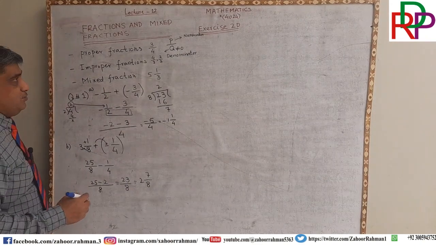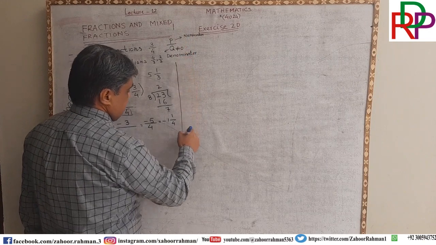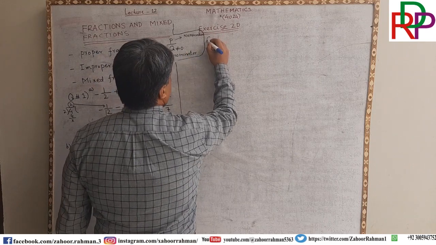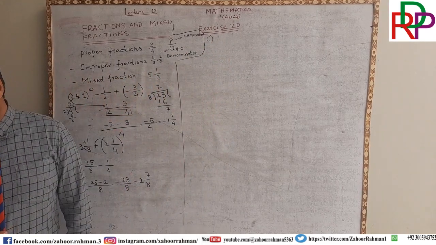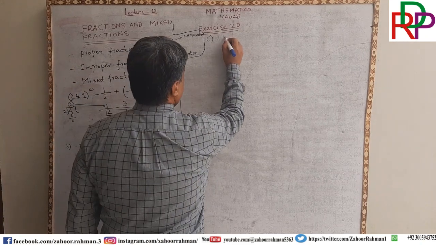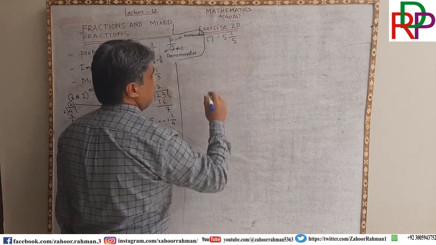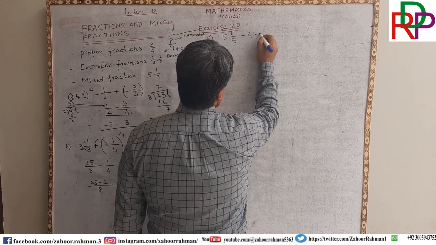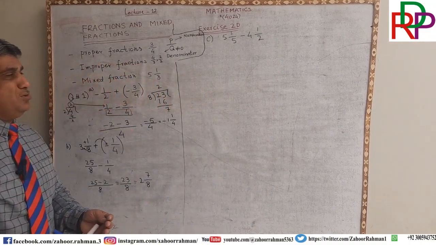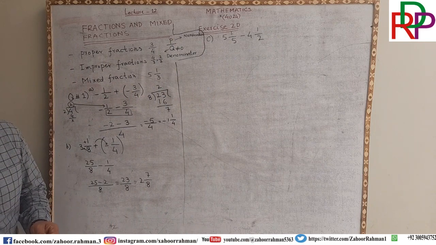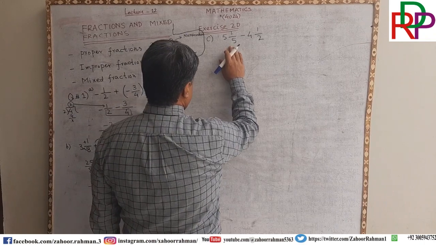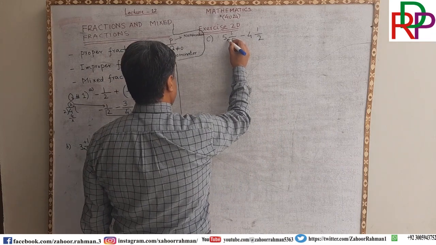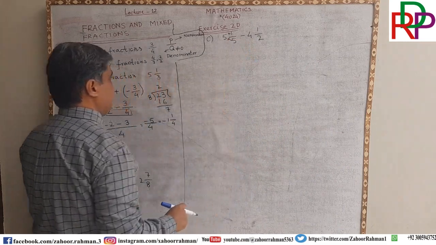Now we are doing the C part, and the C part is saying 5 whole 1 over 5 minus 4 whole 1 over 2. Ladies and gentlemen, you have to convert this mixed fraction to the normal fraction. So 5 fives are 25, you have to multiply this with this and then add this 1 to the result.